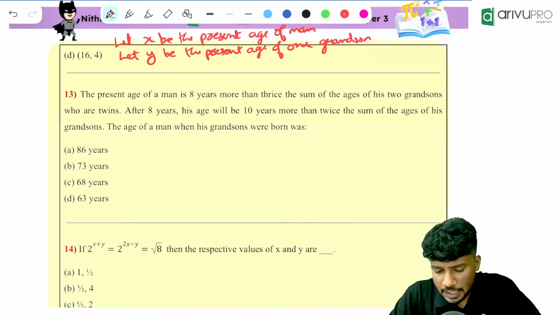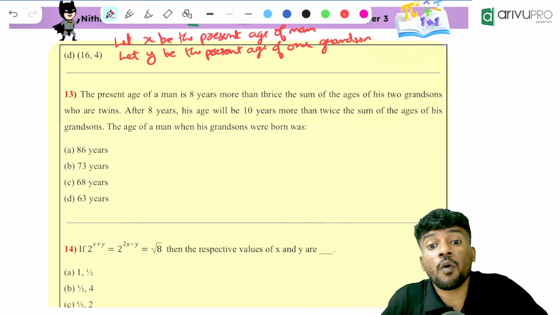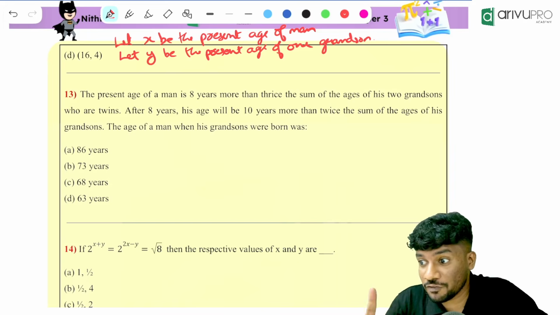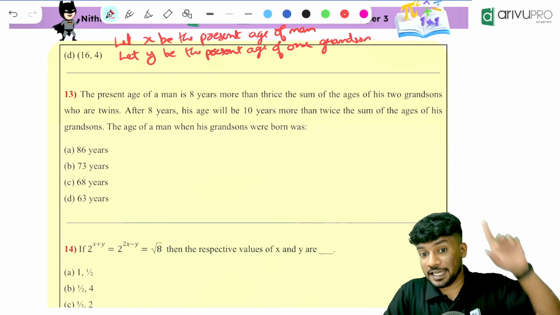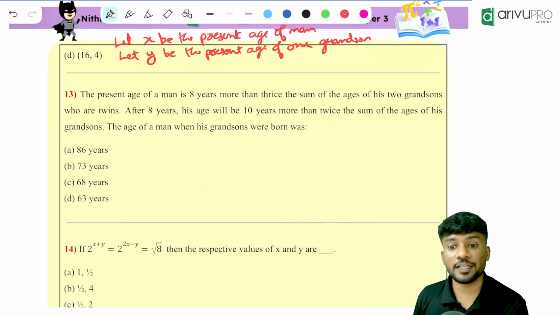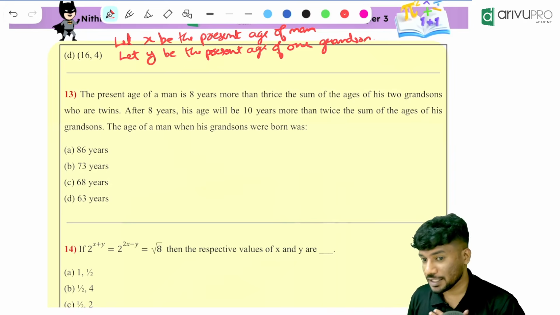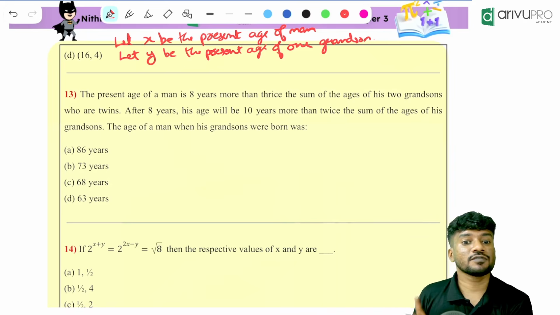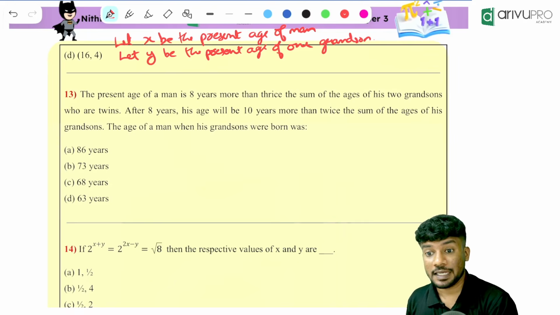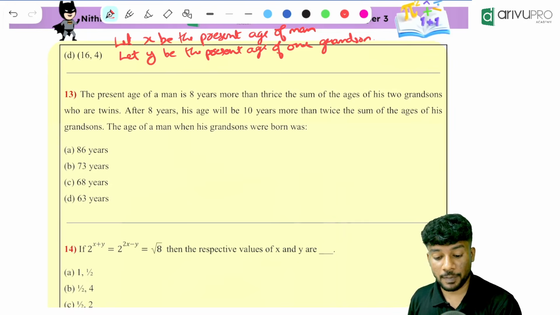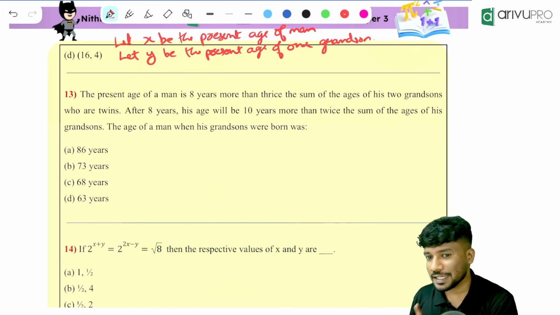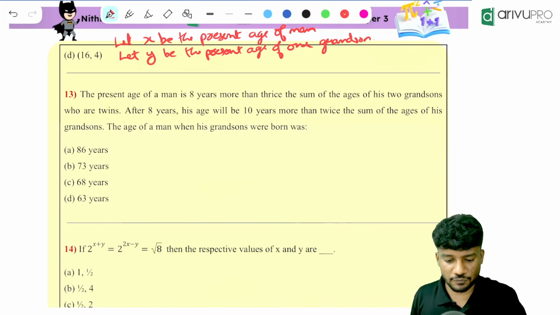Age of the man when the grandsons were born is the question. They are not asking for X. They are asking for what? Age of the man when the grandsons were born. That means we need to find the value of X. Then we need to reduce the age of the grandson, we need to find Y. Then only you will get the age of the man when the grandsons were born. Okay, are you getting my point? Can I start? Everyone listen carefully.